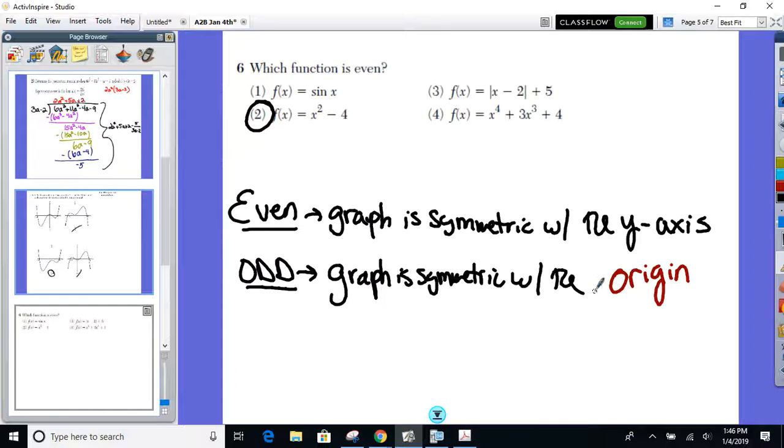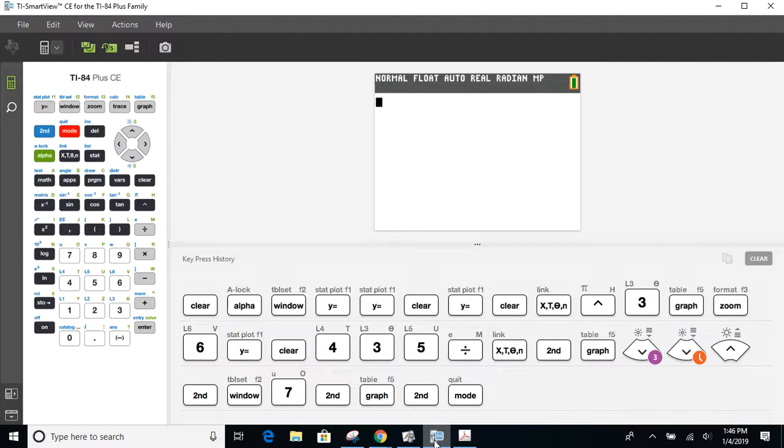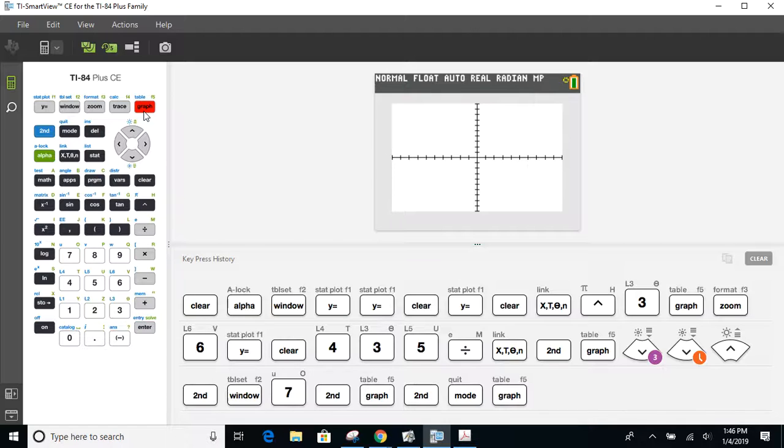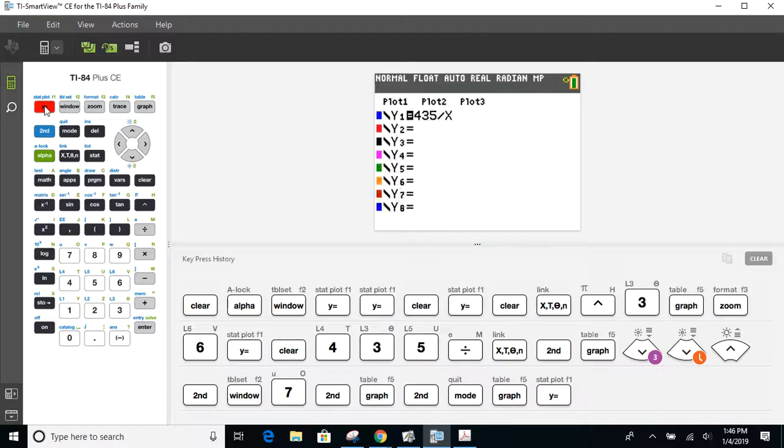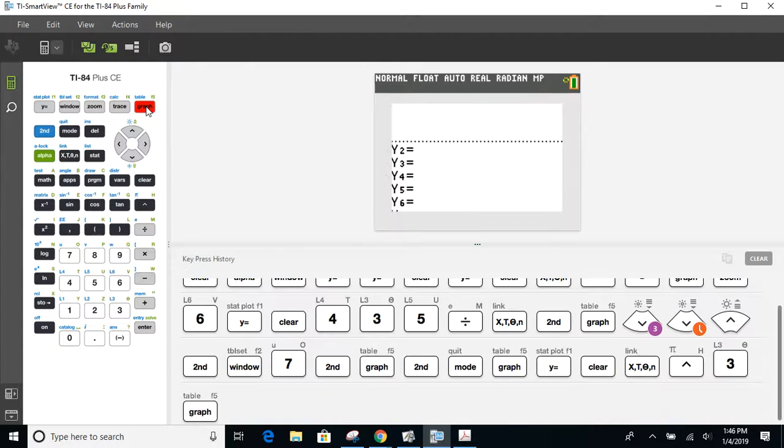Can you guys go to your y equals screen, clear out anything that's there, and graph x to the third? And that's a graph that's symmetric with the origin. Take a look at it. Okay, everyone good? X to the third.